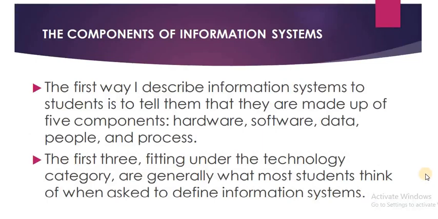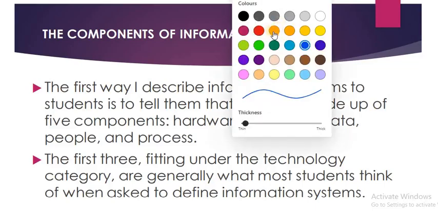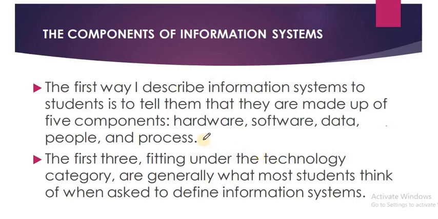The first way I describe information systems to students is to tell them that they are made up of 5 components. How many components? 5 components, which are hardware, software, data, people, and process. Are we together? So these are the 5 components that make up an information system.